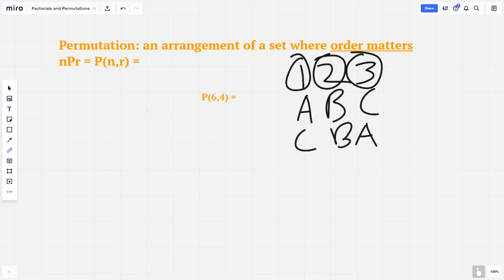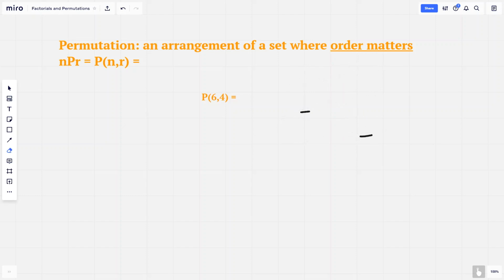In another video, I'll be covering combinations, and there we'll discuss what happens when order does not matter. But for this video, we're going to be discussing permutations, which deal with order mattering.